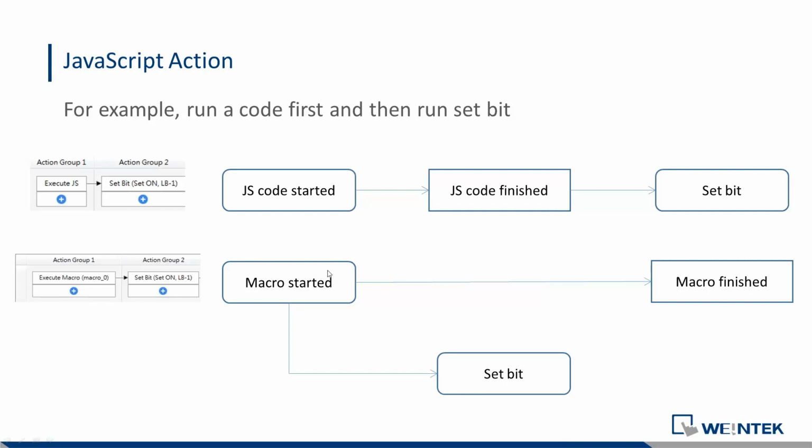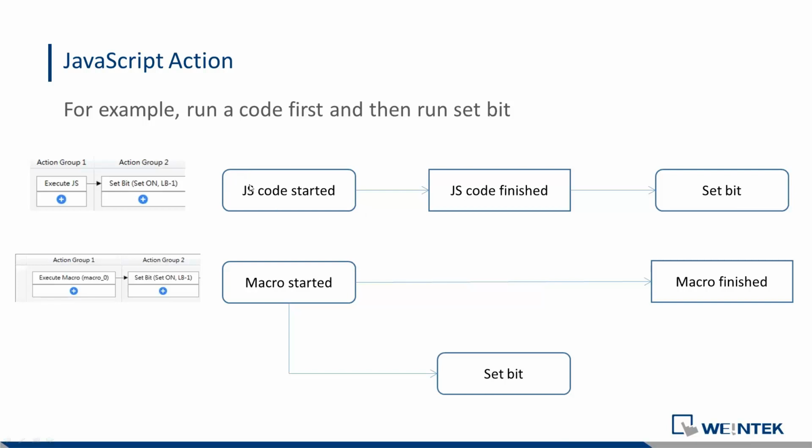All right. But if you use a macro in action group, once the macro is started, the set bit will be executed directly. All right. It will not wait until the macro is finished. So the set bit might be triggered earlier before the macro is finished. All right, so this is the difference here.